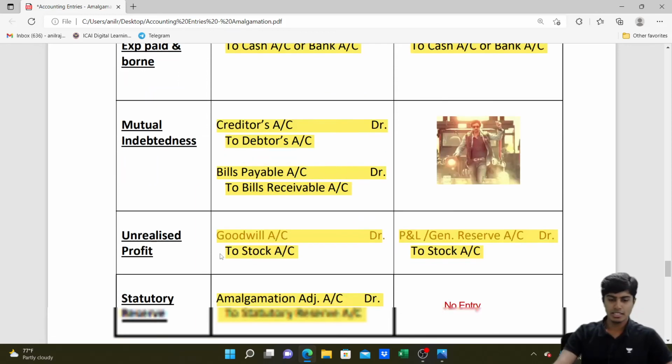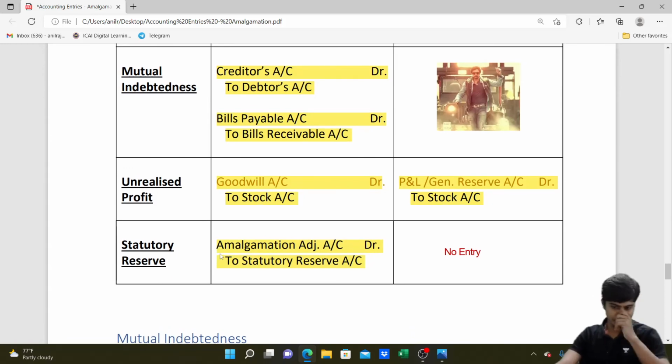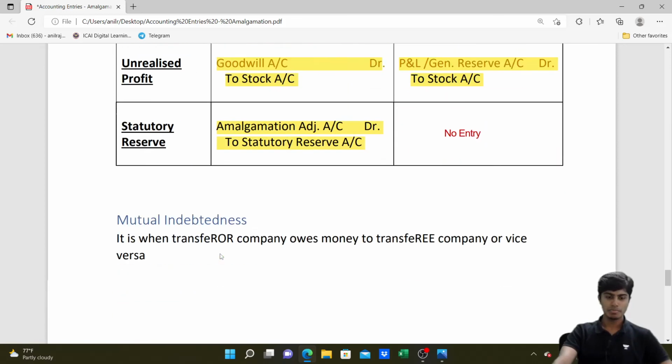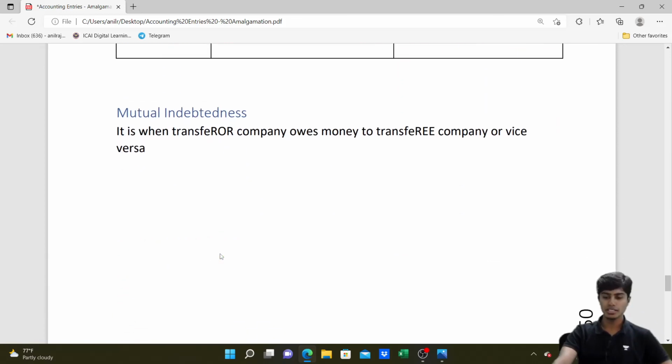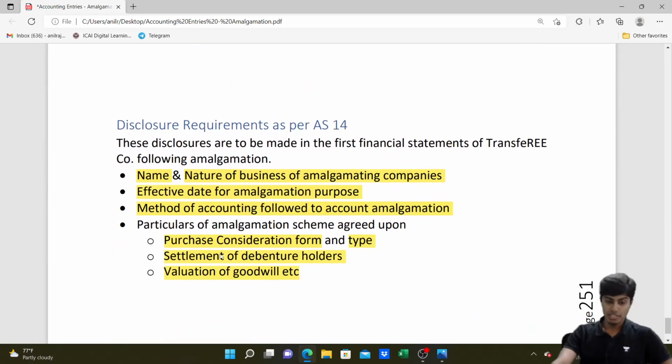After this, the next part is statutory reserve. What is the entry for statutory reserve? No entry for statutory reserve in the case of amalgamation in the nature of merger because it would be taken in the initial part. So the meaning of mutual indebtedness, the meaning of unrealized profit, statutory reserve. This is important. Take a note of this one. This is the disclosure requirements as per Accounting Standard 14.